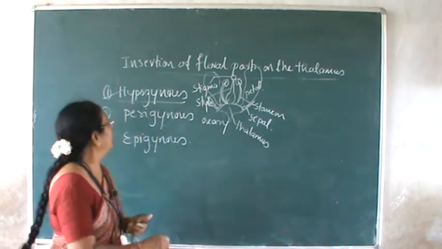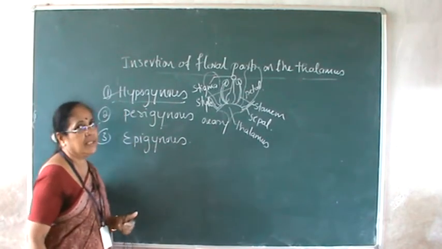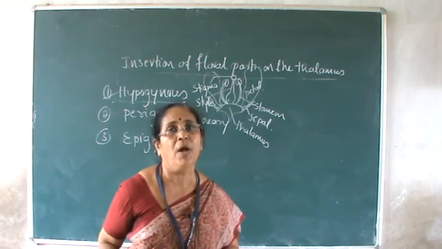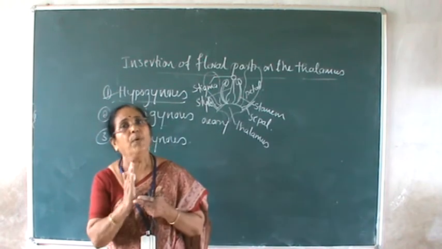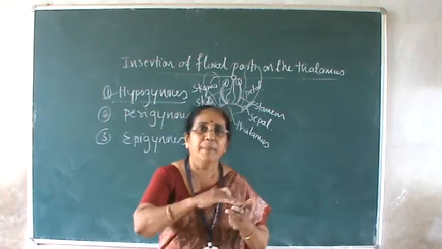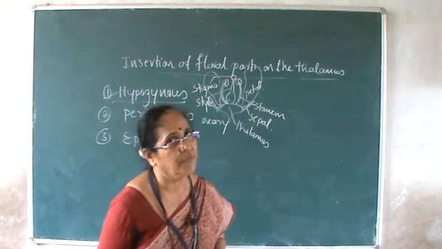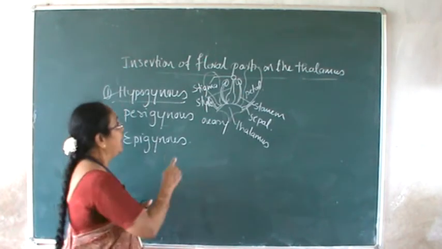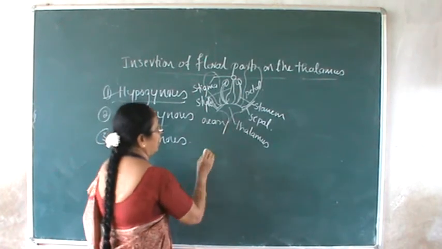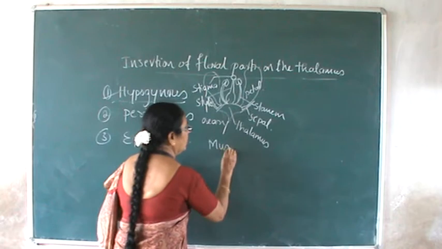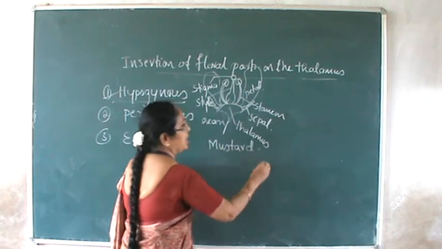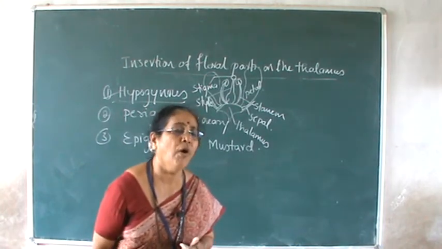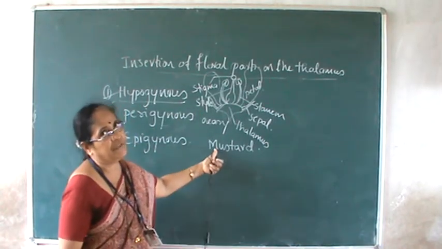That is why that kind of flower is called hypogynous. This you will come to know when you take a perfect vertical section of the flower. If you dissect the flower into two equal parts and then observe the placement, the ovary will be on the top of the thalamus and hence the flower is called hypogynous. Examples for this type of flower are mustard, hibiscus, vinca rosea, and mango. They are all examples of the hypogynous flower.